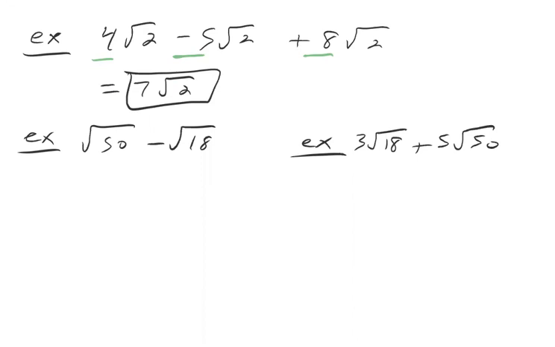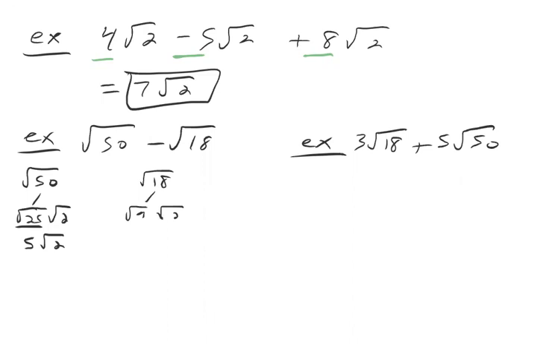Now let's look at the other ones. So in this one, we're going to want to do some side work here, okay? We'll do square root of 50 and square root of 18 as separate problems for a second, then we will subtract them in the end. So this is square root of 25 times square root of 2. The square root of 25, we can turn to 5, so I get 5 square root of 2. 18, I can divide up as 9 and 2. I picked 9 because it's a perfect square.